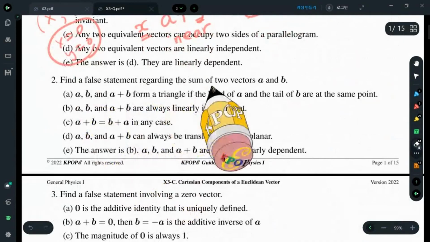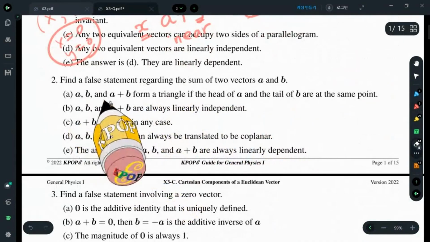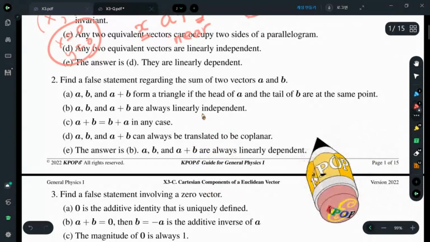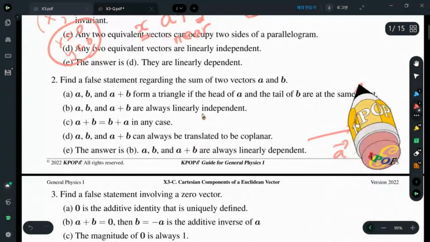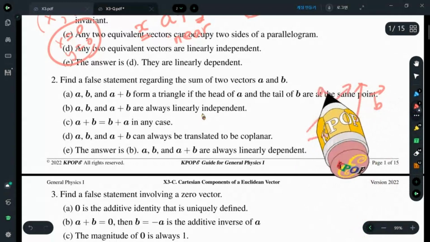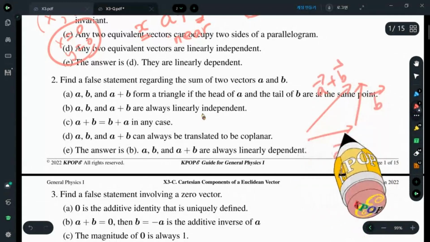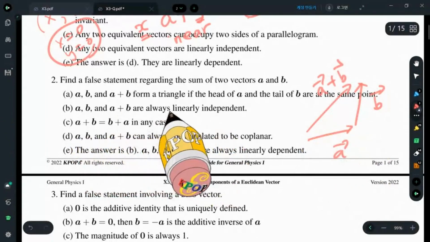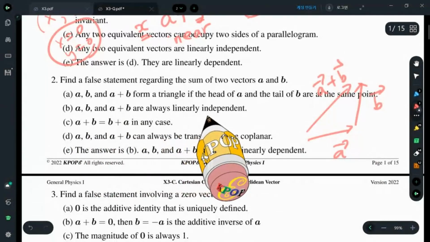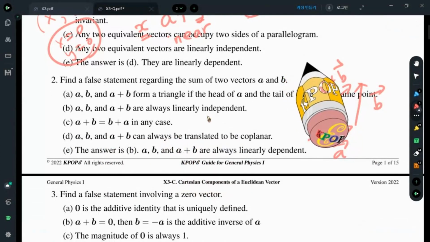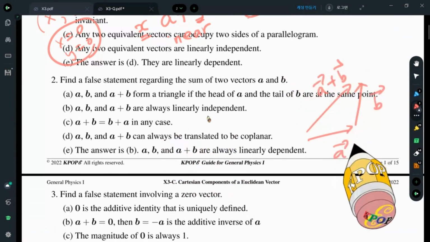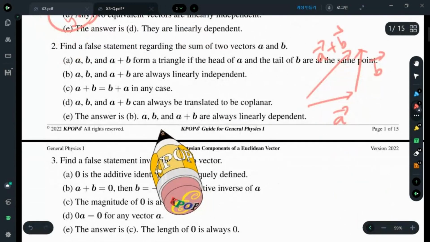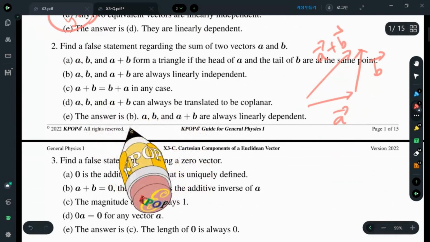To find the false statement regarding the sum of two vectors: A, B, A plus B form a triangle. A, B, A plus B. They form a triangle, right? A, B, and A plus B are always linearly dependent because... linearly dependent. If you have any question, just ask me immediately.